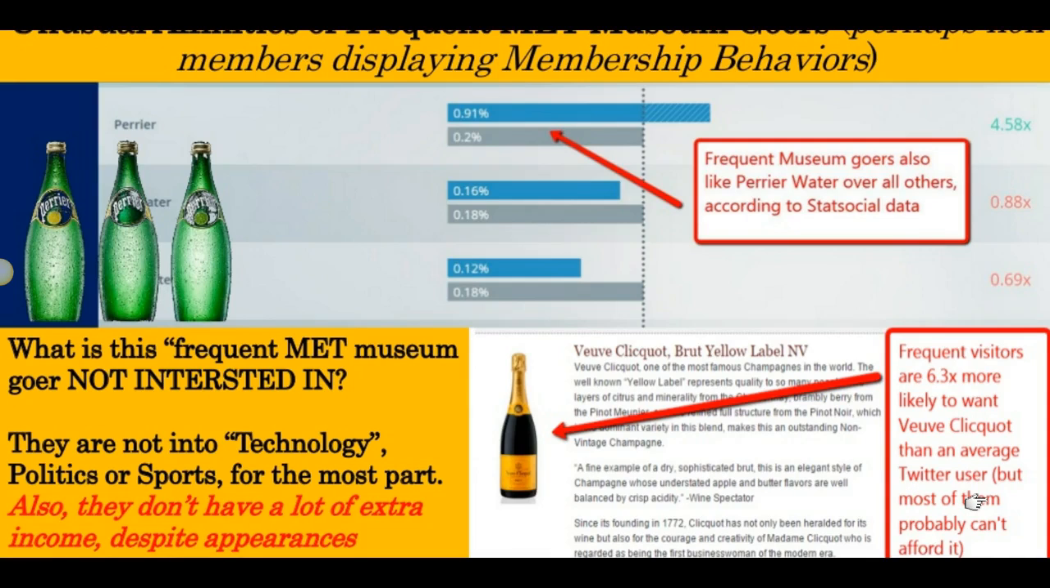Now, one of the things that was kind of intriguing to me is that on average, the people who came to the Met were more interested in Perrier water than the average Twitter person by 6 times or something like that. But this Veuve Clicquot, this champagne, seemed to be 6.3 times more likely than the average Twitter user, but you wouldn't see the Met ever serving that. So by just taking the people that we knew were at the Met, that we data sifted through Geofeedia, and you could do it also through almost free tools like Picodash, you could have gotten all this.